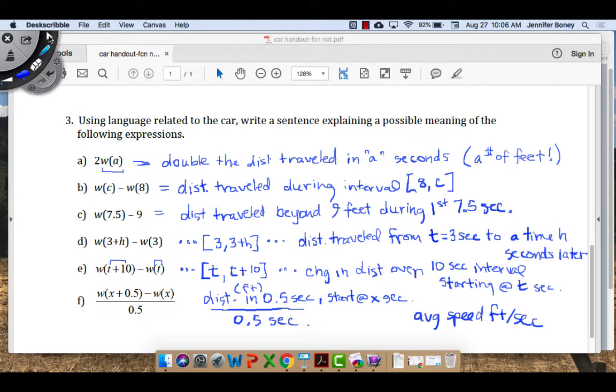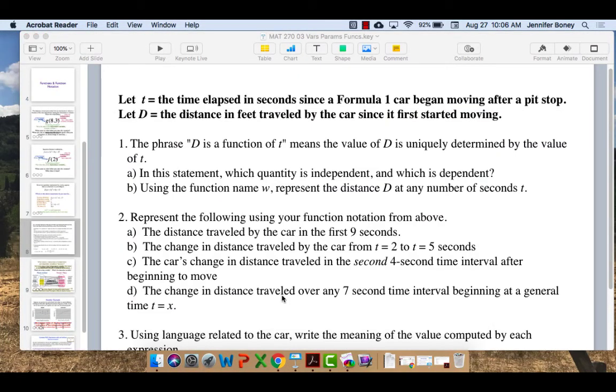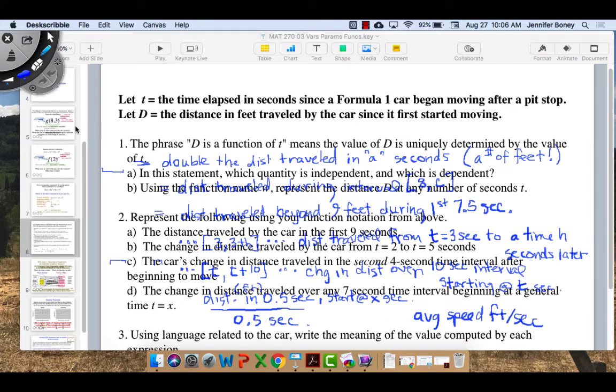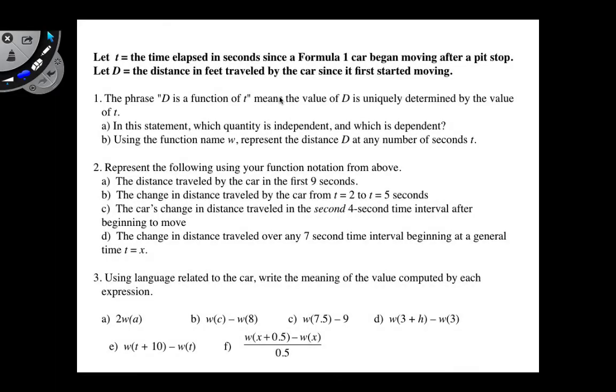But let's talk a little bit more about functions and what they actually are. We've used all this function notation. All right, so, actually I didn't want to close that. I was trying to get it out of the way. All right, so this is where we left off on whatever day that was, Friday.